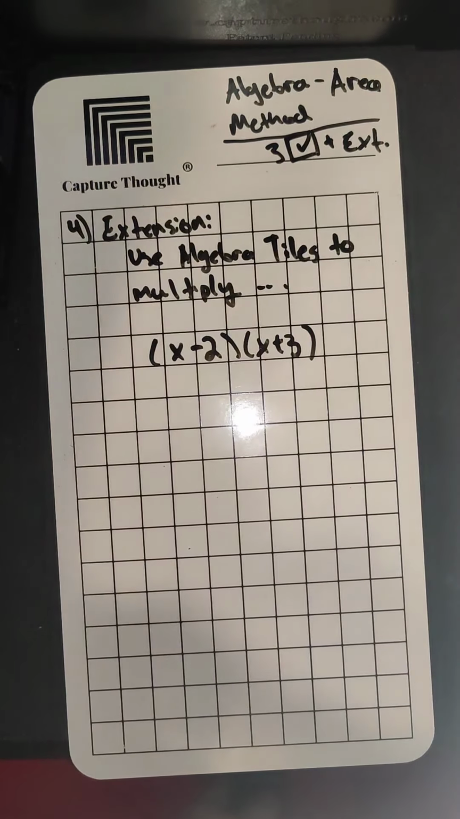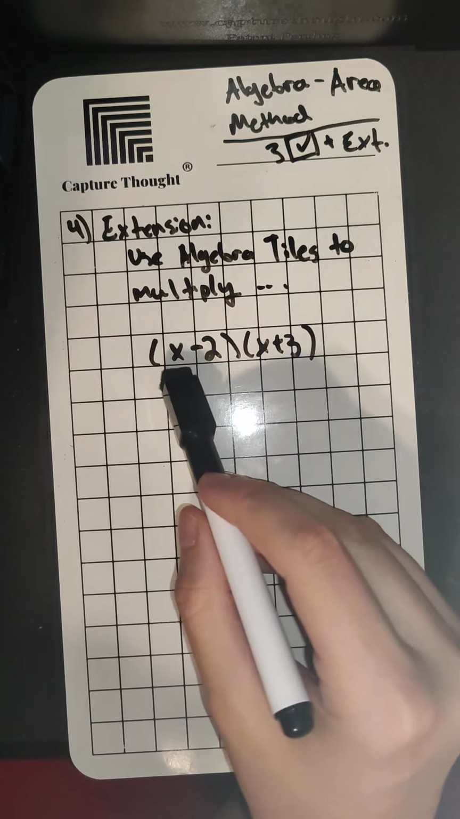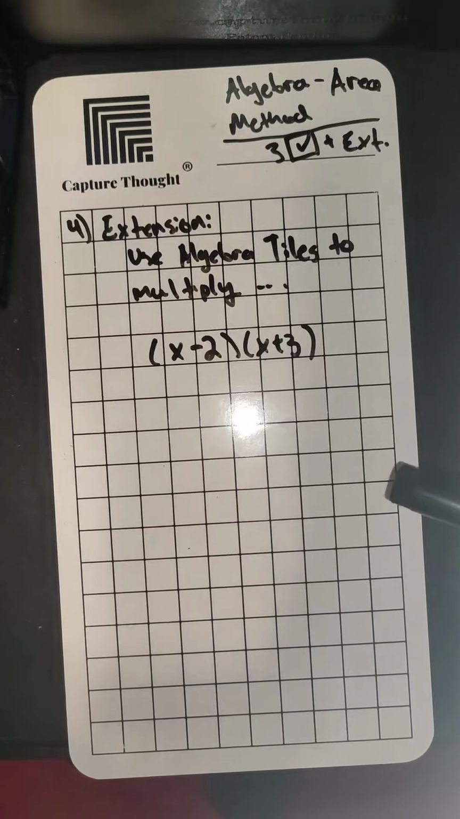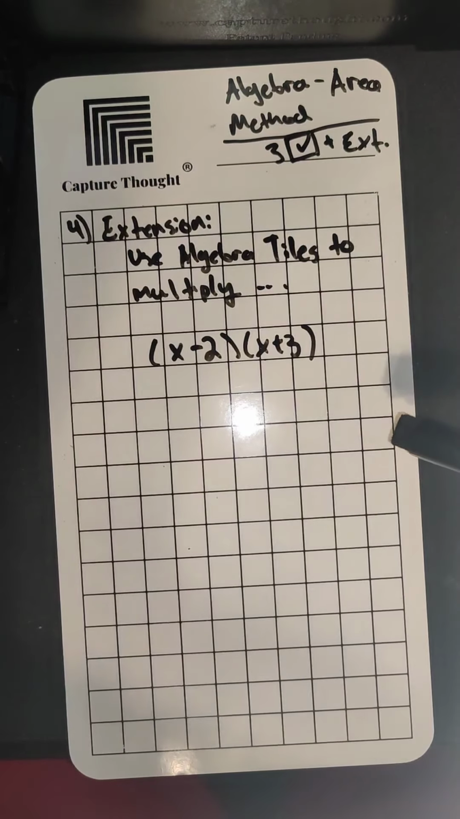Finally, we have our last problem here, our extension. We're going to be using algebra tiles and doing the same thing, except this time there's going to be x minus 2. So there's going to be a negative in the polynomial. I want you to think about how this would be different, how you know when you're doing algebra tiles when an answer would be negative.